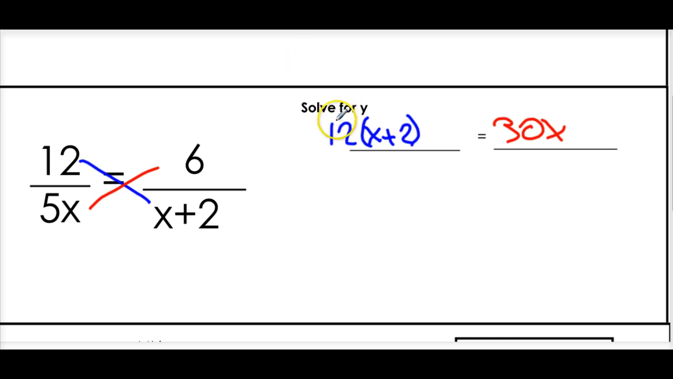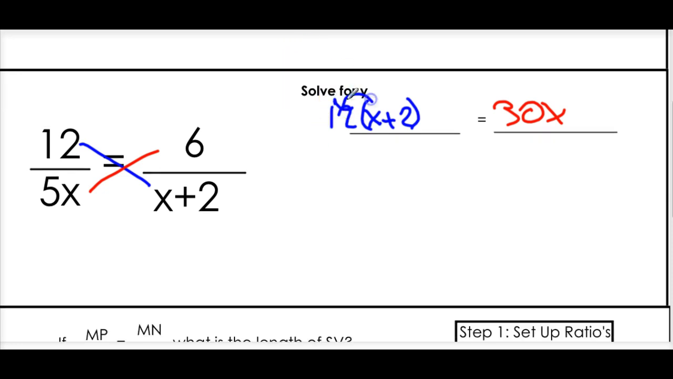Oh, I knew you knew it. It's distribute, right? This one goes over there, this one goes over there. So what's 12 times x? It's 12x. And then we want to do plus what's 12 times 2? Well, that's 24. And this equals, and we still have our 30x.